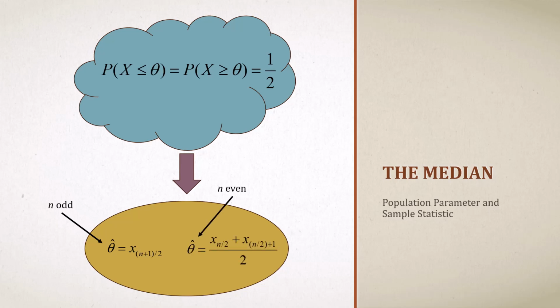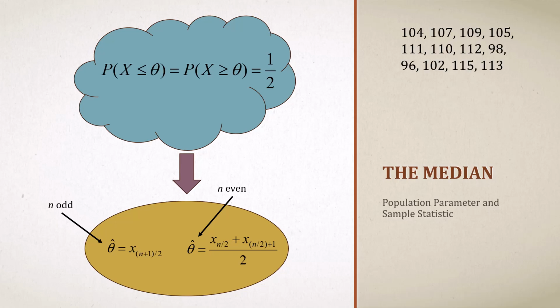Similarly, if n is even, we have to find two scores. First, we take the number of observations divided by 2 and find the score that is in that place in the list of ordered scores. Then we take the number of observations divided by 2, add 1 to that quantity, and find the score that is in that place in the ordered scores, and then average those two scores, that is, add them up and divide by 2. Let's look at an example.